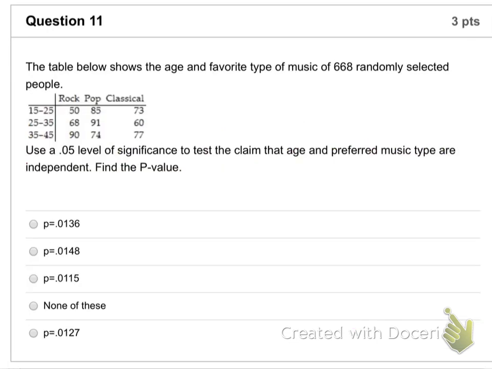So let's move on to number 11. The table below shows the age and favorite type of music of 668 randomly selected people. Use a 0.05 level of significance to test the claim that age and preferred music type are independent. Nobody believes that, do they? Age and music type are independent. So guess what this one is? Test for independence, right? It says it right in the words.